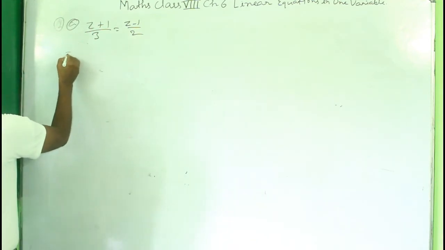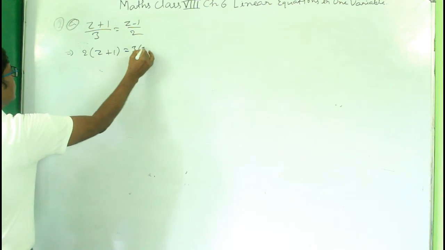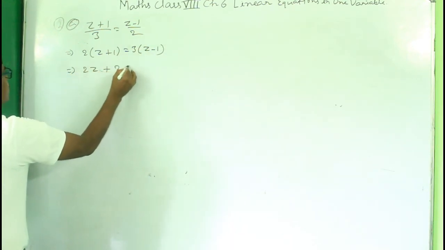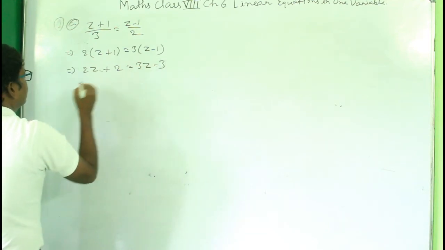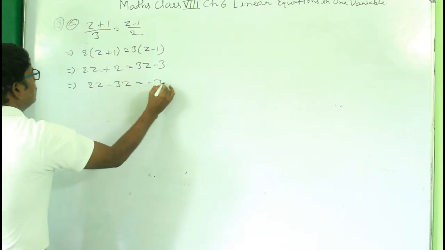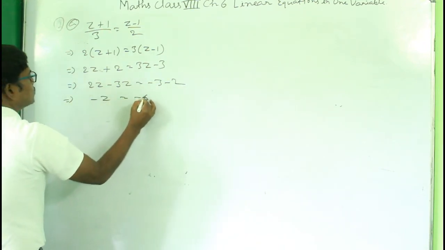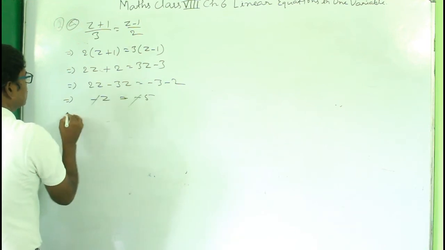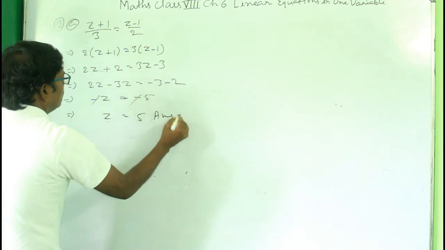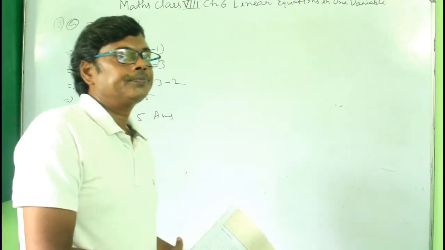So here the first step is 2 into z plus 1 equals 3 into z minus 1. That gives 2z plus 2 equal to 3z minus 3. Then 2z minus 3z equal to minus 3 minus 2. So minus z equal to minus 5, and this minus will cancel. Then z equal to 5 is the answer. Okay, so this is how you will solve the question.